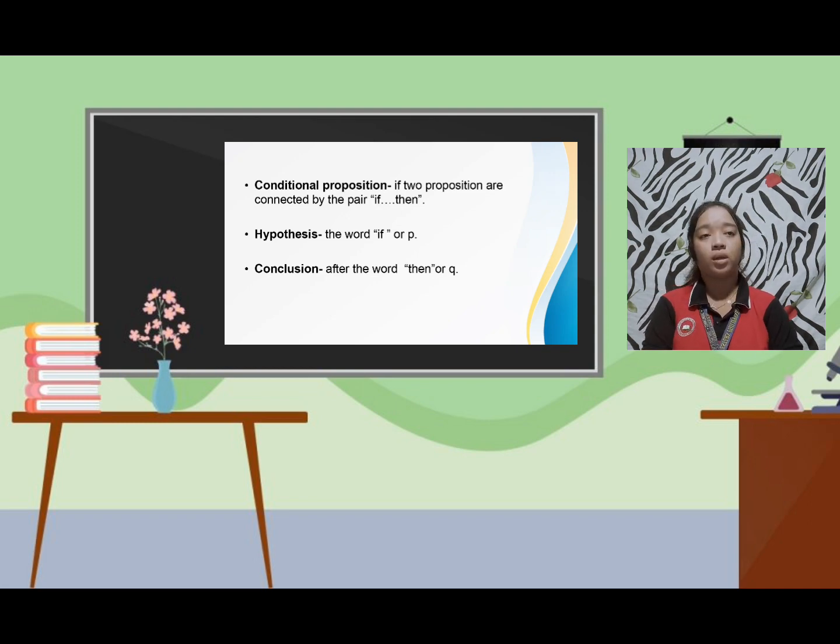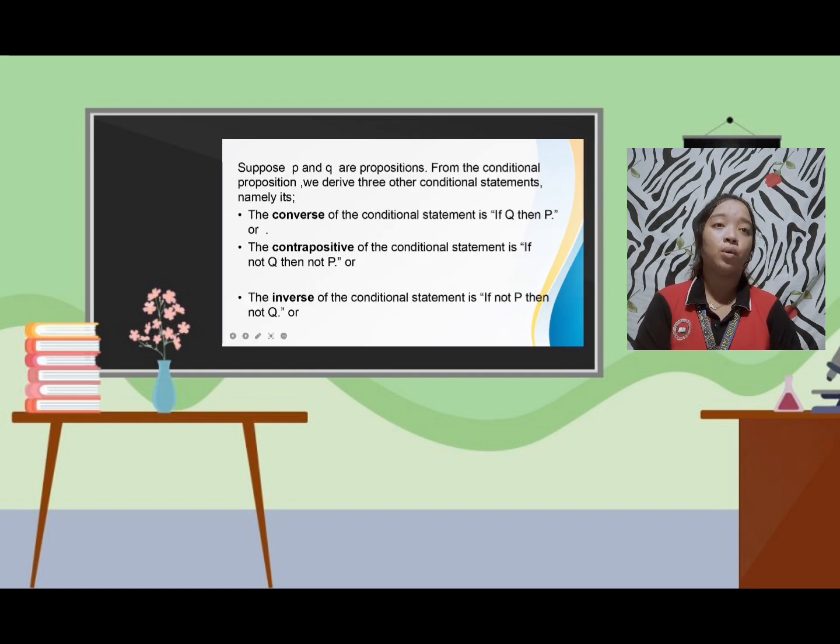When we say conditional proposition, two propositions are connected by the pair if and then. The word if, that is our hypothesis, and it is also written as P. After the word then, that is our conclusion, or it is also written as Q. Suppose P and Q are propositions. From the conditional proposition P implies Q, we derive three conditional statements, namely the converse, the contrapositive, and the inverse.